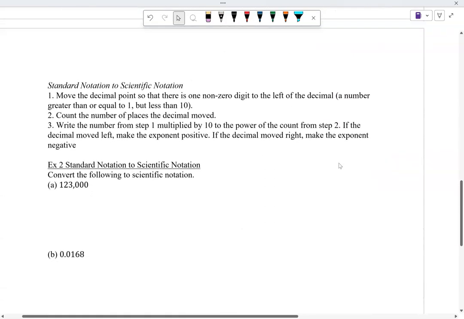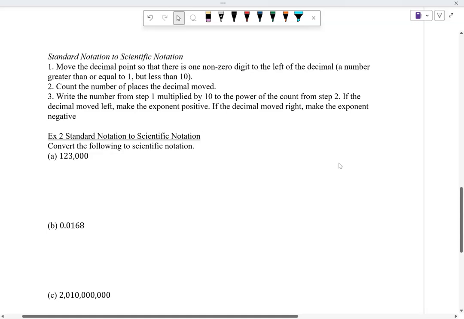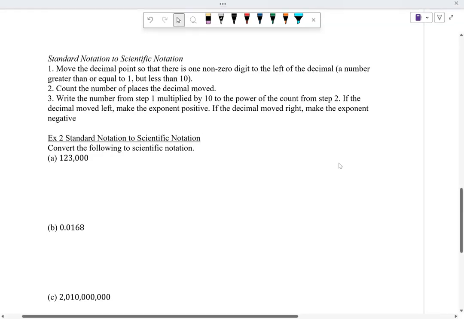All right, now let's do standard notation to scientific notation. And so what you want to do is you want to have it in this form. Write it again: A times 10 to the nth power. Now, again, this A has got to be greater than or equal to 1, but it's got to be less than 10. So the first thing you do is you're going to move this decimal point.